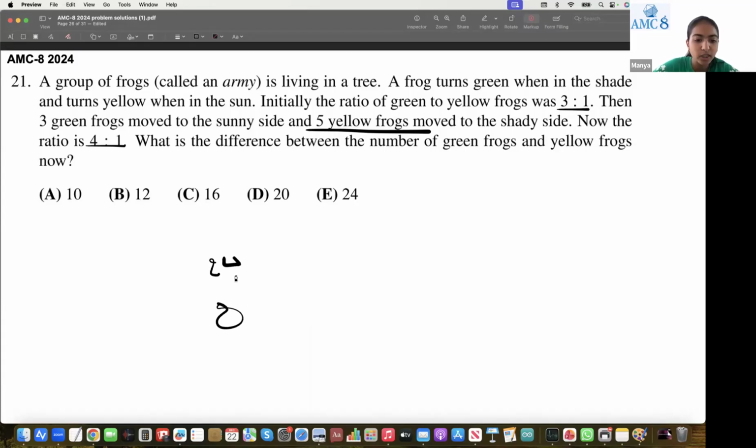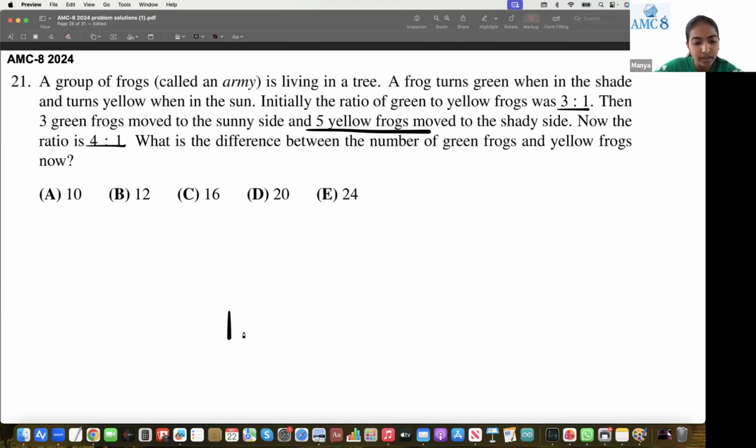How about 8? 8 to 24 and 26 to 6. No. How about we can go 9? 9 to 27 and 29 to 7. No, that's not in the ratio 4 to 1. It's very close, but it's not.